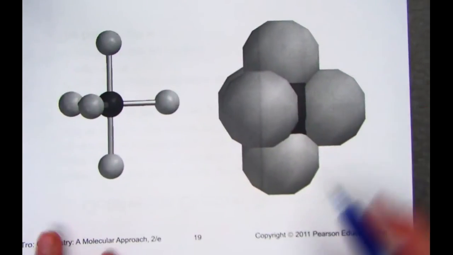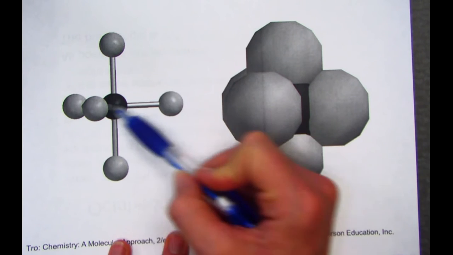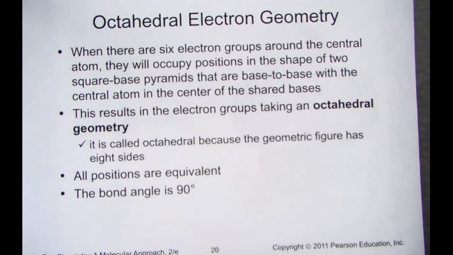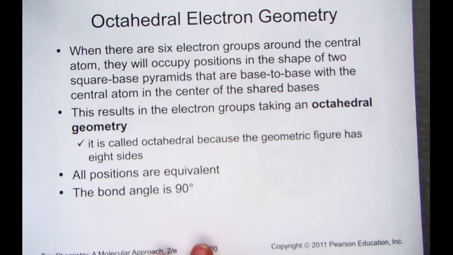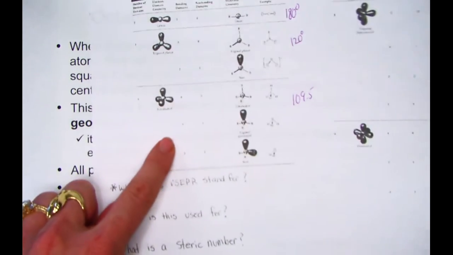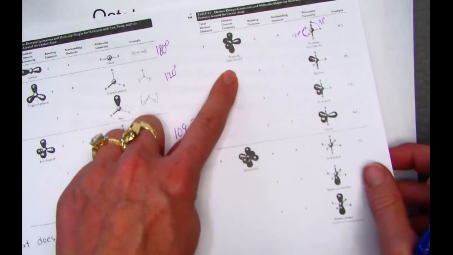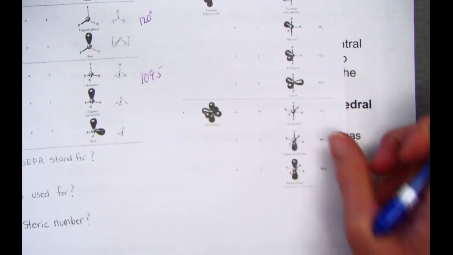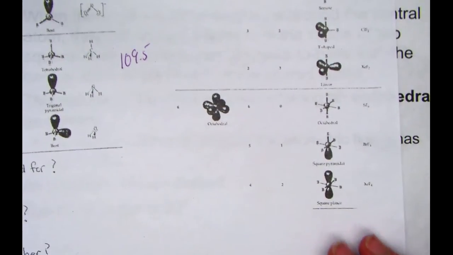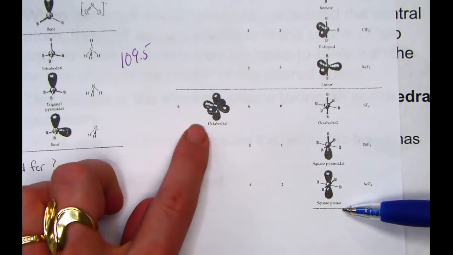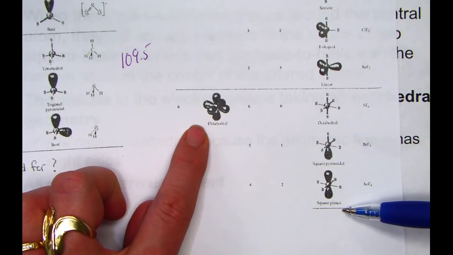Another shot of the same thing, showing axial top and bottom, with the trigonal planar here giving us those three equatorial positions. The next electron cloud geometry is called octahedral. We started with linear, talked about trigonal planar, tetrahedral, trigonal bipyramidal, and now we're at the six electron domains called the octahedral. Taking a closer look before we go into the PowerPoint, there are three possible molecular geometries that have the electron domain of octahedral.